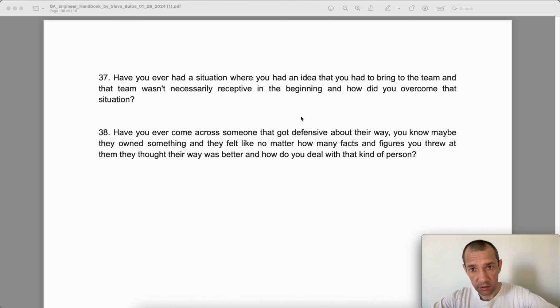Have you ever had a situation where you had an idea that you had to bring to the team and the team wasn't necessarily receptive in the beginning? How did you overcome the situation? So basically how you persuade people that your idea is a good one. Have you ever come across a situation where someone got defensive about their idea? Maybe they own something and they felt like no matter how many facts and figures you threw at them, they thought their way is the best one. How do you deal with that kind of person? This one is related to the previous one as well. So basically how you persuade people, how you work with difficult people?